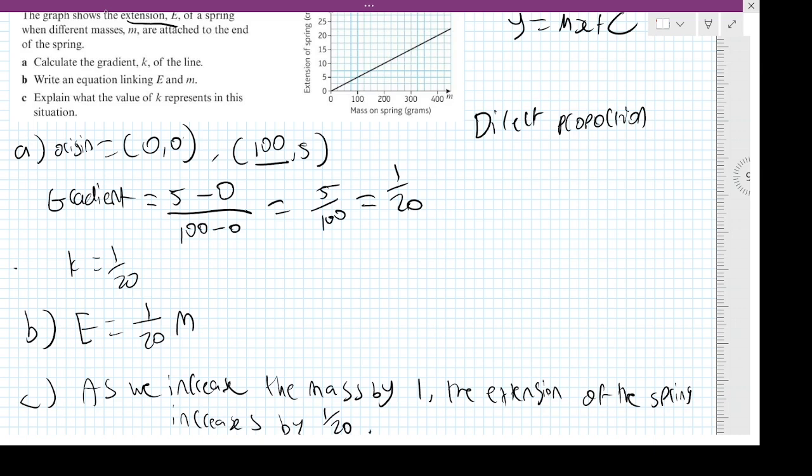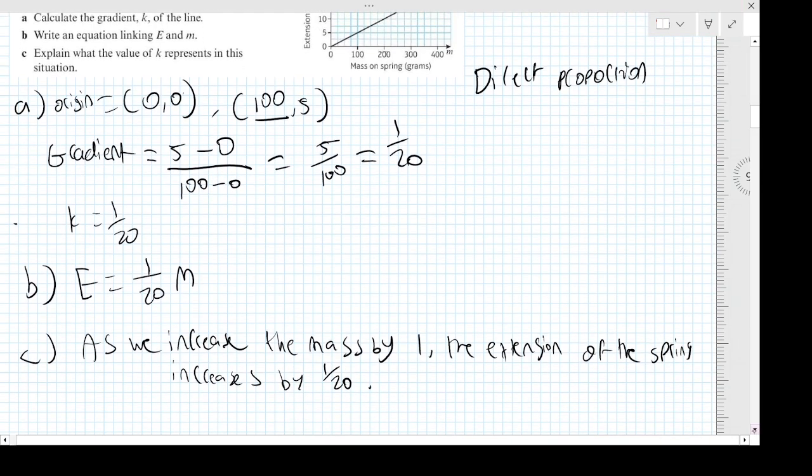So yeah, there we are. As you can see, we basically said that as m increases by 1, then e increases by 1 over 20, by the gradient. But I gave the real life meaning of what the question was talking about, right? Well, not m, but the mass, and not e, but the extension of the spring. So I'm basically copying what's given to me in the sentence to describe exactly what is happening in terms of the situation, to contextualize it. But there we are.